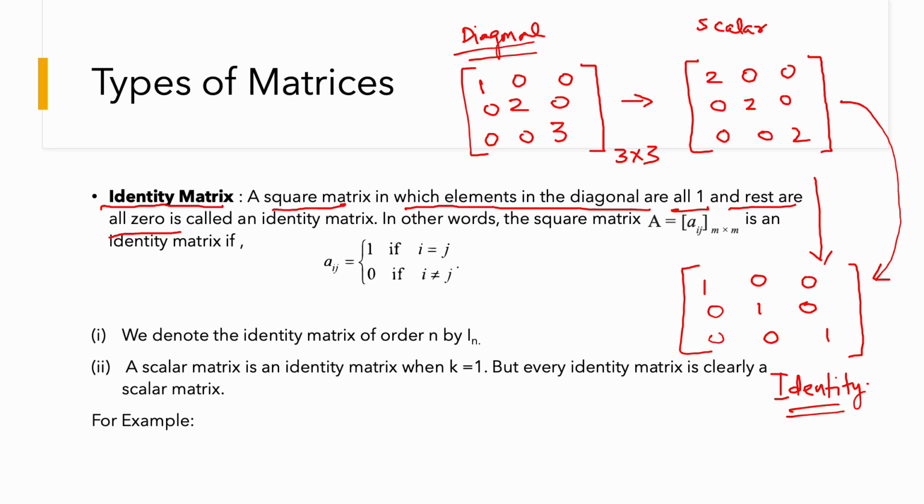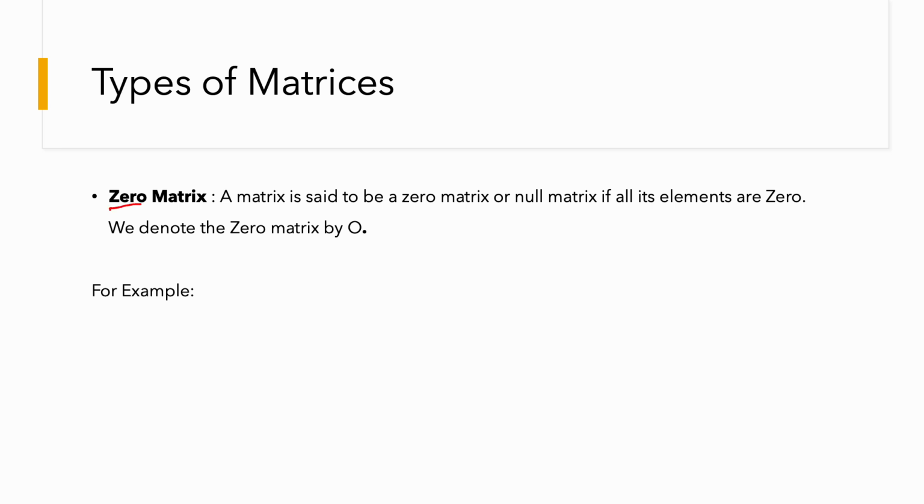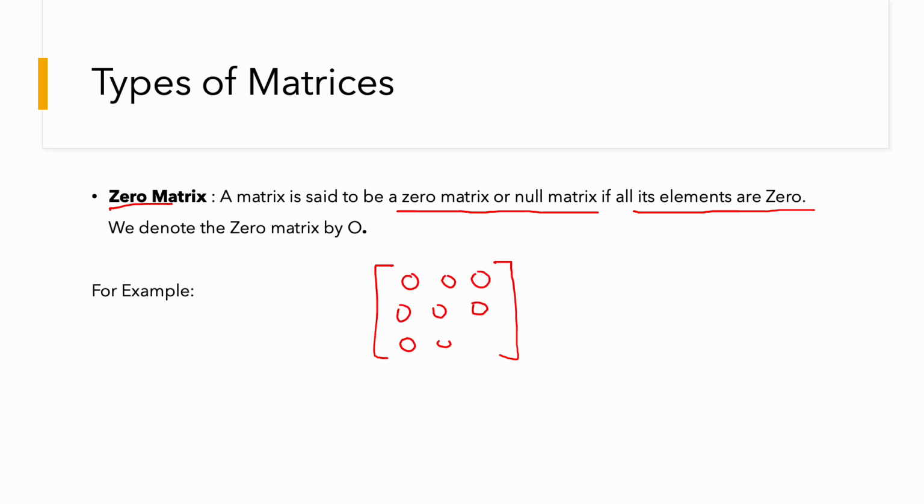Okay, and then we have a zero matrix. Zero or a null matrix, we call any matrix a zero or a null matrix if all its elements are 0. All elements are 0. So 0, 0, 0, 0, 0, 0, 0, 0, 0, or if it is a 2 by 2 matrix, 0, 0, 0, 0. So it's a null matrix. We generally represent it by O. So it's a null or a zero matrix.